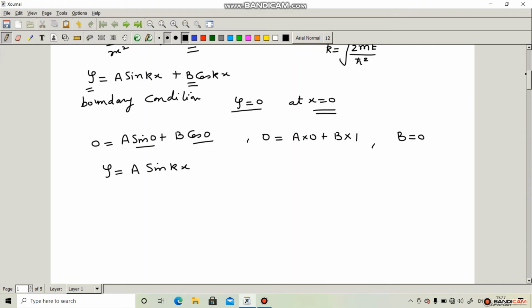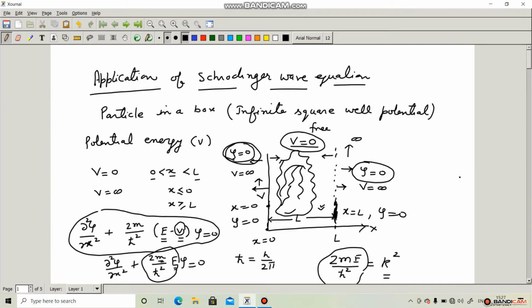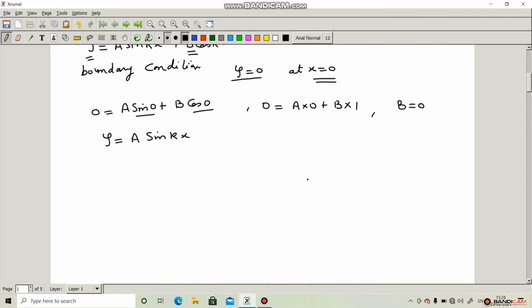Now we can apply the other boundary condition. What is the other boundary condition? At x equal to L, psi is equal to 0. This is the other boundary condition. Now we have to put this boundary condition: when x equal to L, psi is again equal to 0. It means psi equal to 0 when x is equal to L.